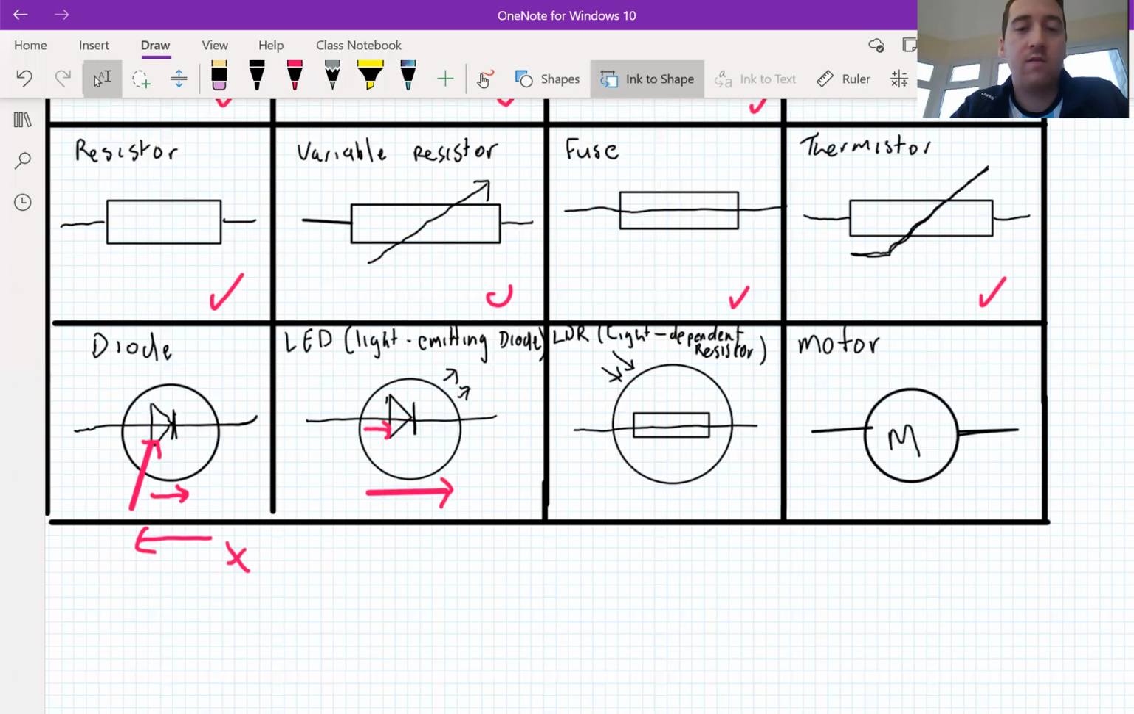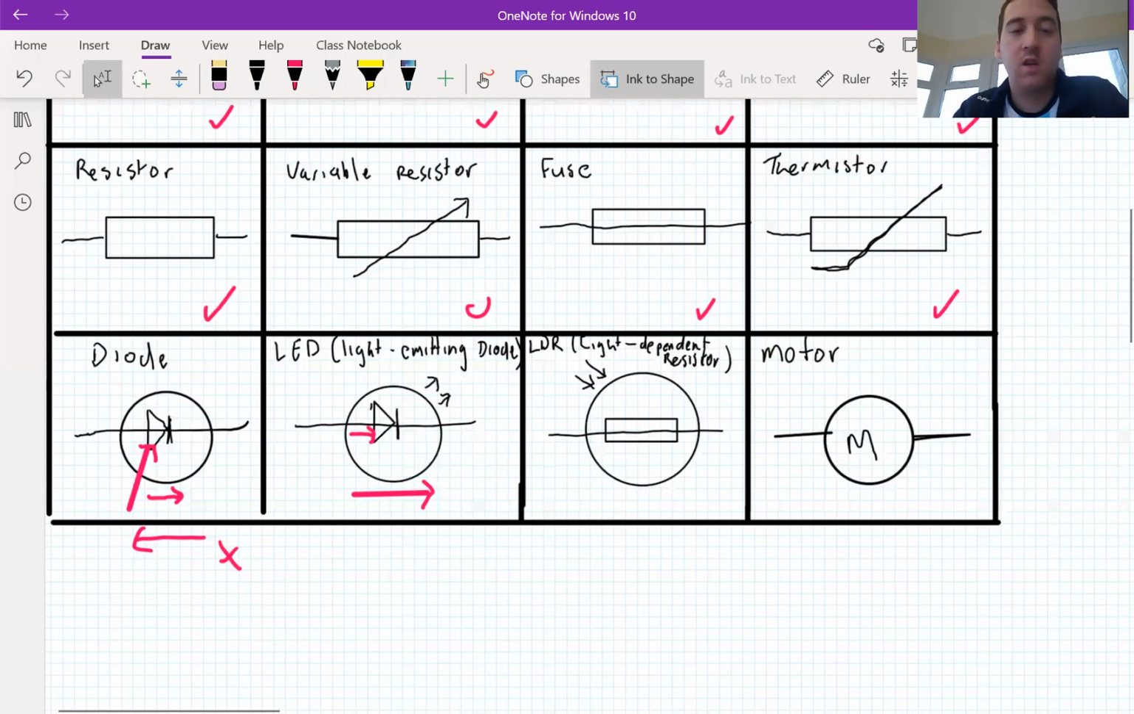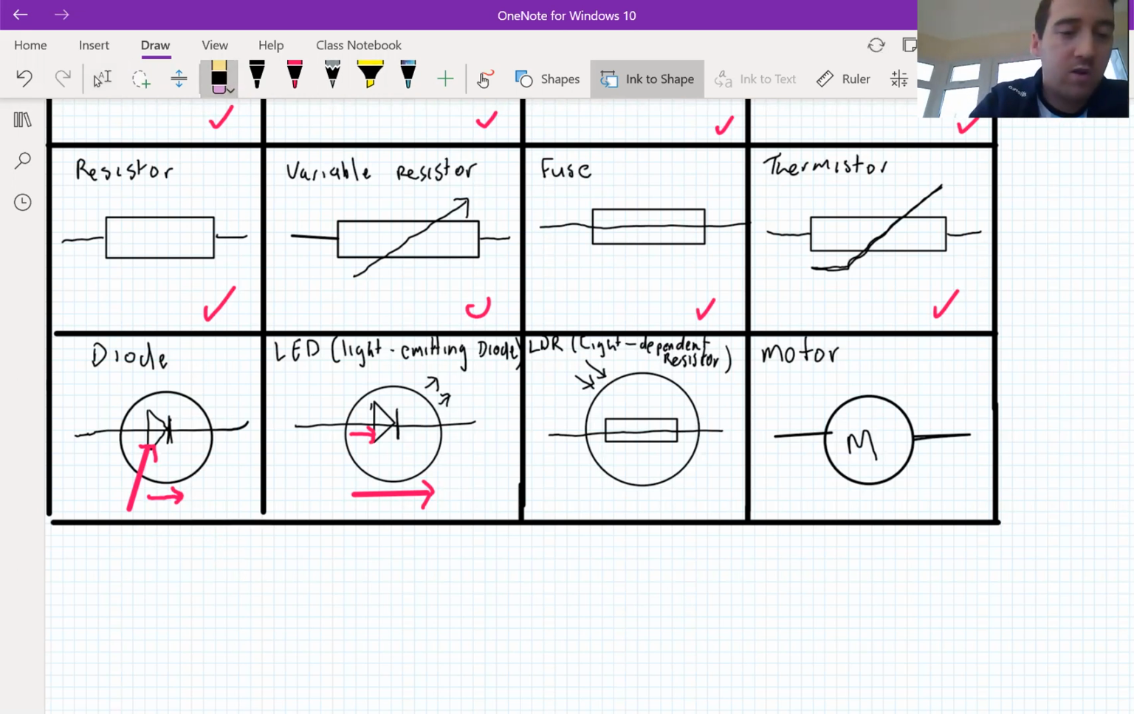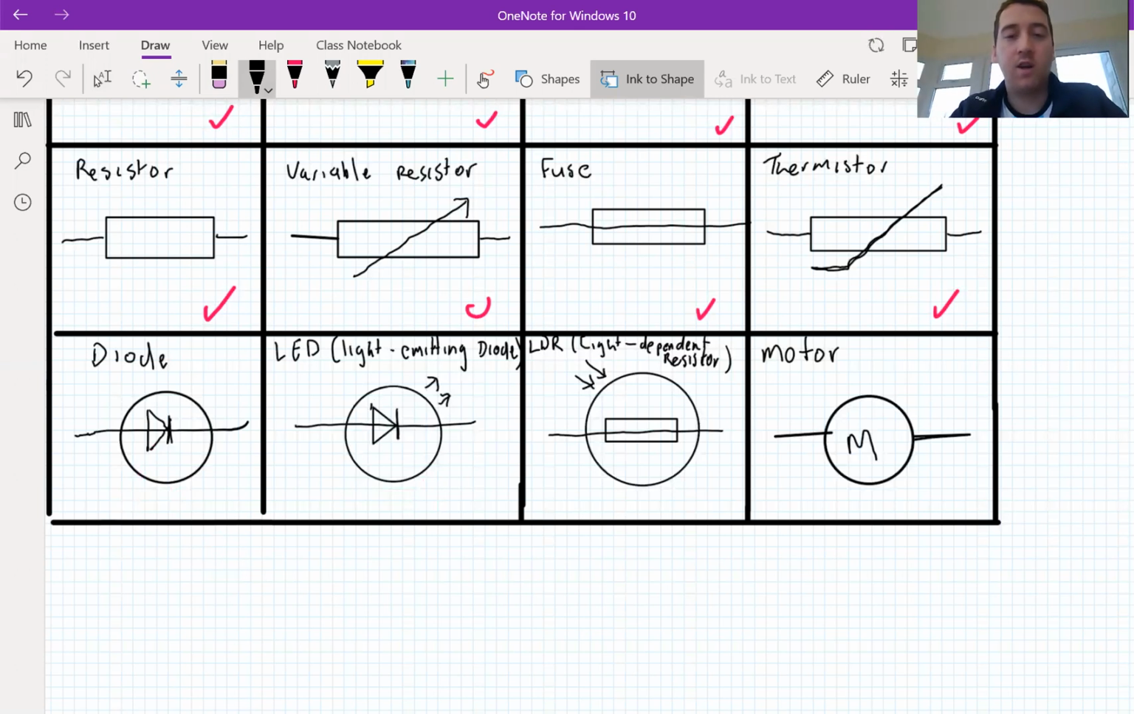Here are those 4 devices or components: the diode, the LED, the LDR, and the motor. Now I just want to make sure that these red lines are just for me to highlight something. They're not part of the diagram. Okay, that's what you should have.